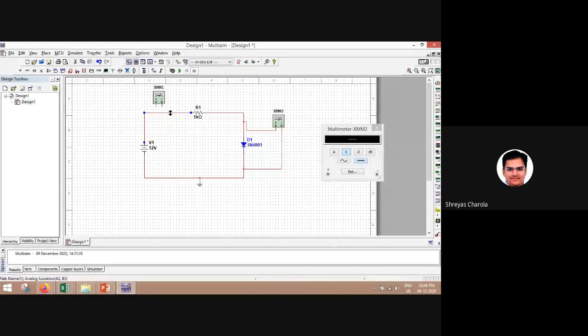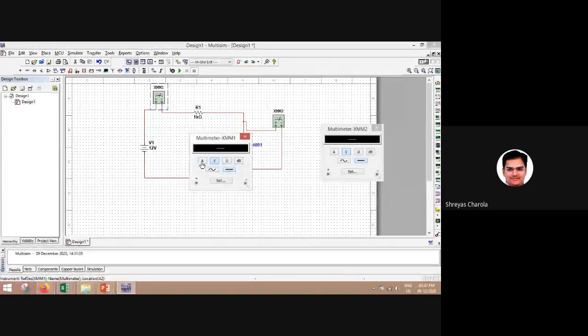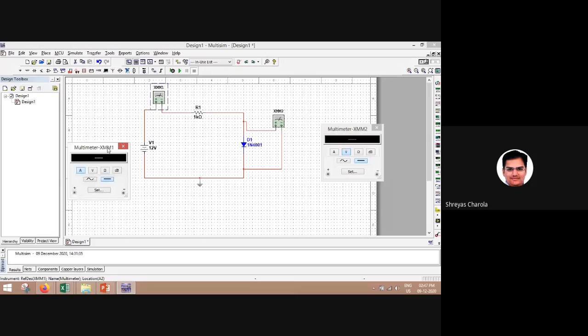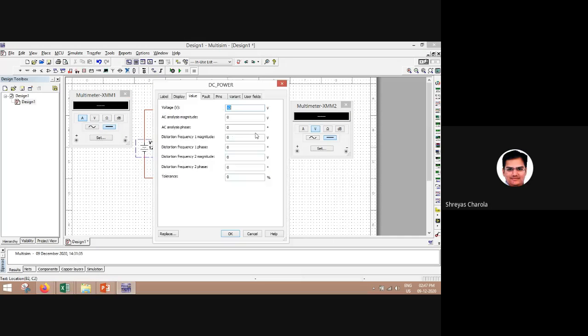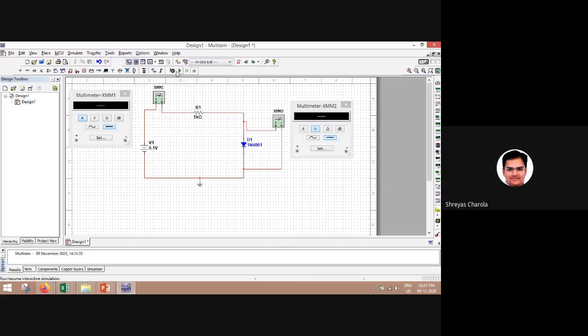Then measure the current, because it's a single loop, so the current will be the same in the whole loop. I want to measure DC current, so place it here. This will give the current, this will give the voltage. Start from here, let's say 0.1. Start simulation.